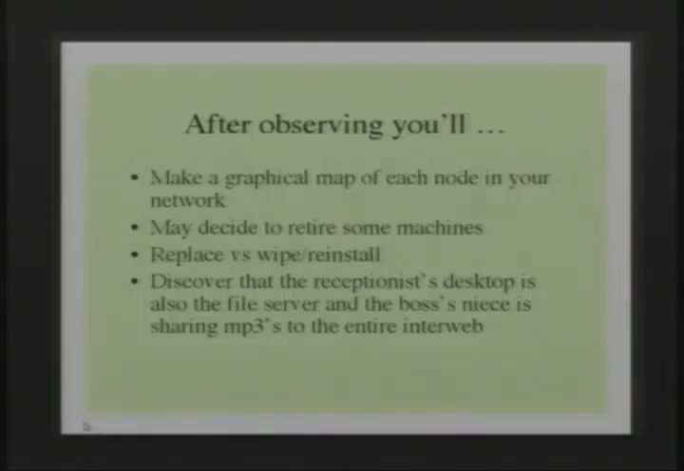And another thing that you may discover while you're observing is that the receptionist desktop is also the file server. And the reason why it goes down every night at 4 p.m. is that's when she gets off of work. You also may discover that your boss's niece, who also works there, is sharing MP3s to the entire interweb, and that's why you have so much bandwidth costs. So be prepared that this could possibly be political after you've observed some conditions.